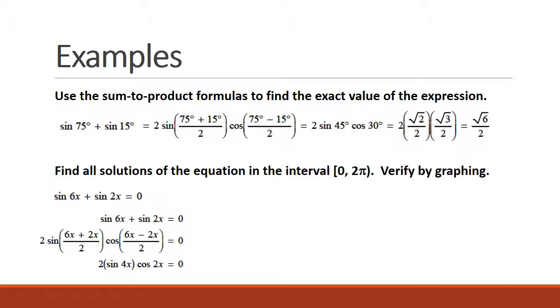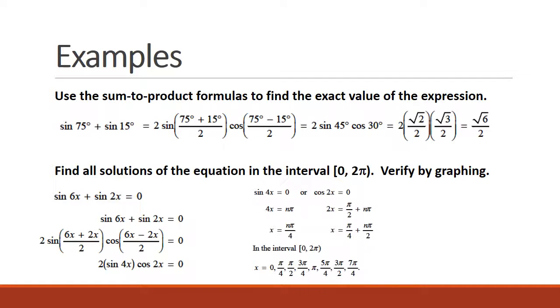For the bottom one, what we're going to do is replace these with formulas. Again, we're using the sum to product formulas here, and just doing a little simplifying. Okay, once we have it down to 2 sine 4x times cosine 2x, we can set the factors equal to 0 and solve. And there we go. And there's our graph.